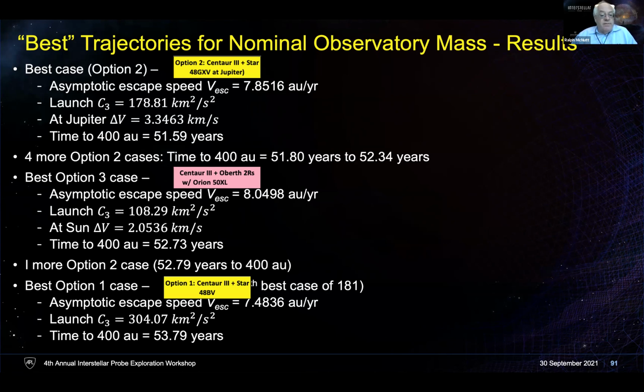And this was the Centaur with the Star 48 BV, and again, the baseline heliosphere case that Jim and the other engineers were talking about earlier. This gave us a time to 400 AU of about 53.8 years. So you can see that spanning these best cases across the various options, it goes from about 51.5 years to about 54 years, which is not much of a difference. And yet, as we go from option 1 to option 2 to option 3, we're increasing the likely cost as well as the risk significantly. Next, please.